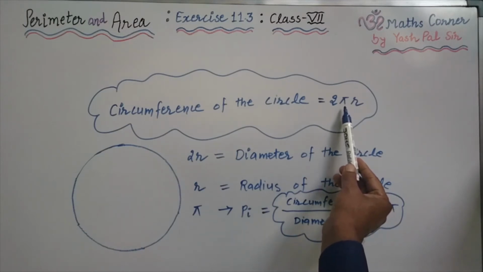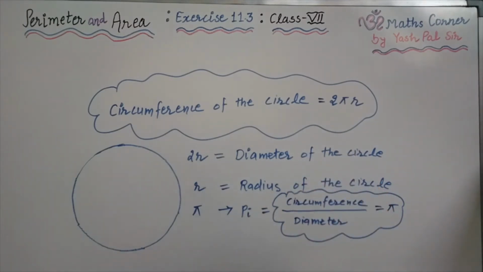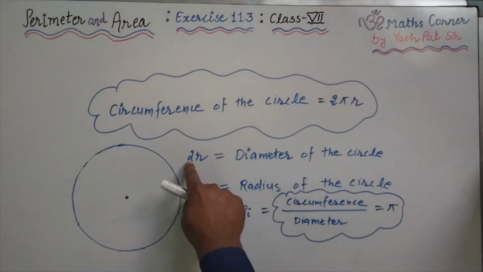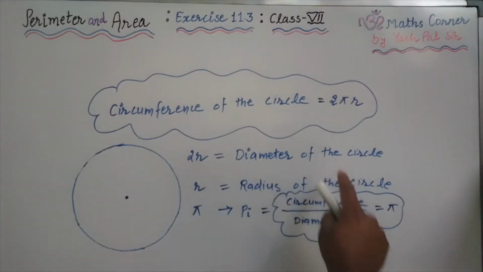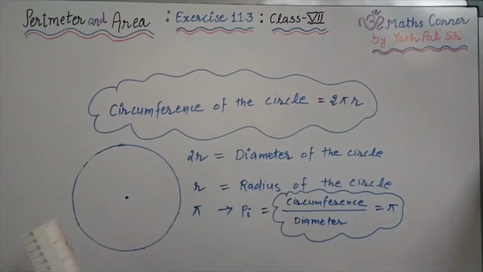Now we are going to try to know what is the meaning of pi. As already discussed, pi is equal to circumference upon diameter of the circle. And what we are saying here, first of all, what is 2r? 2r is called diameter of the circle.